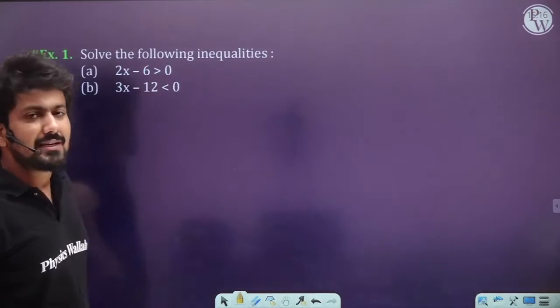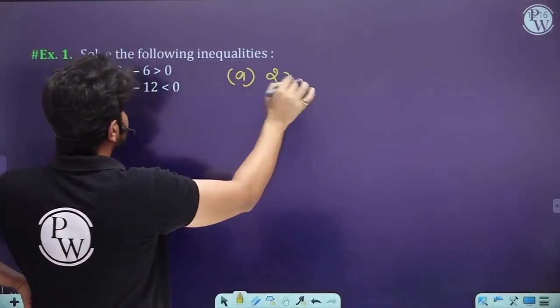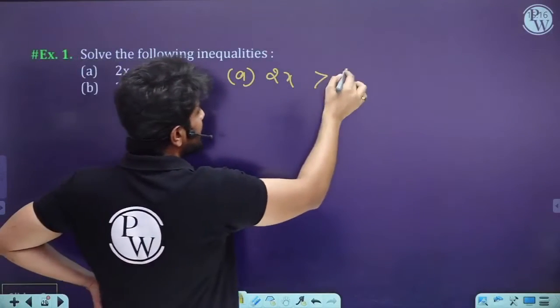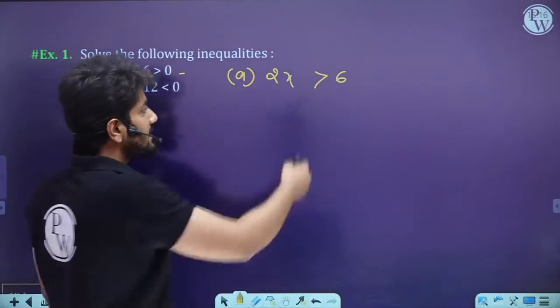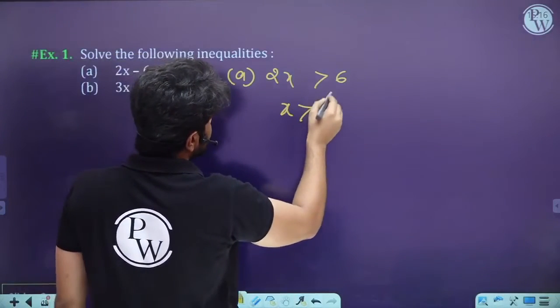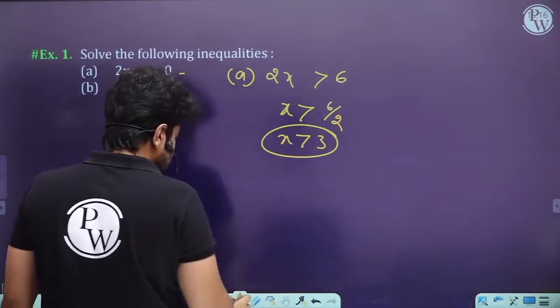2x minus 6 greater than 0. Can you solve this inequality? Very easily. In the first part, you will send this minus 6 to the right hand side. It will become plus 6. Dividing by 2, x will be greater than 6 by 2. x is greater than 3. This is the answer for the first part.